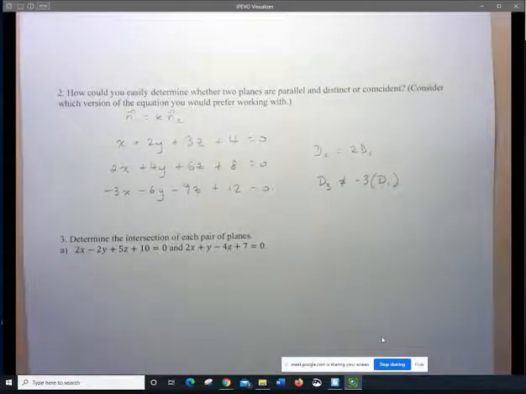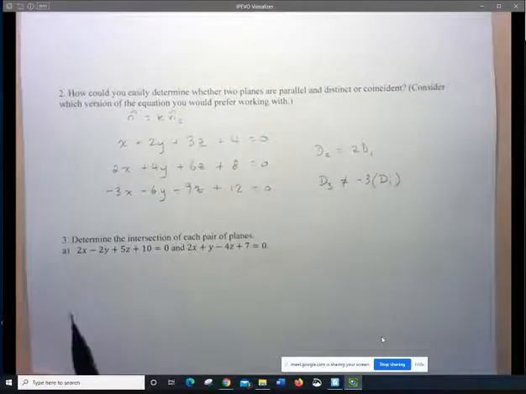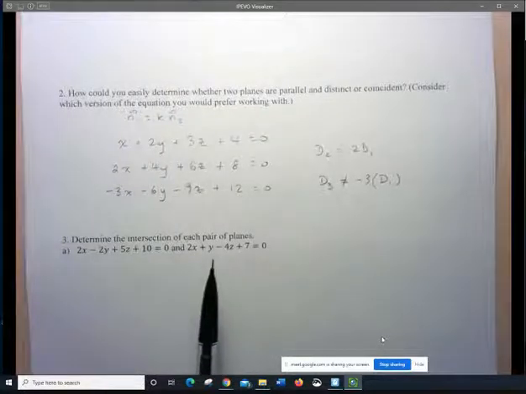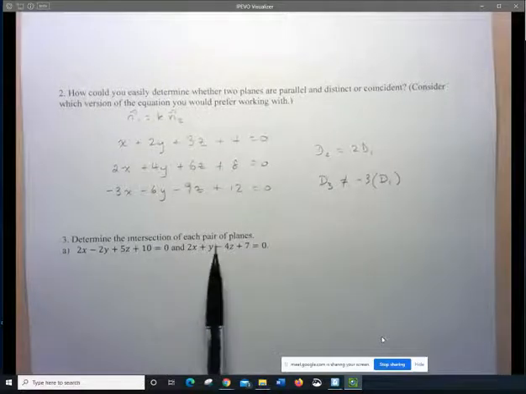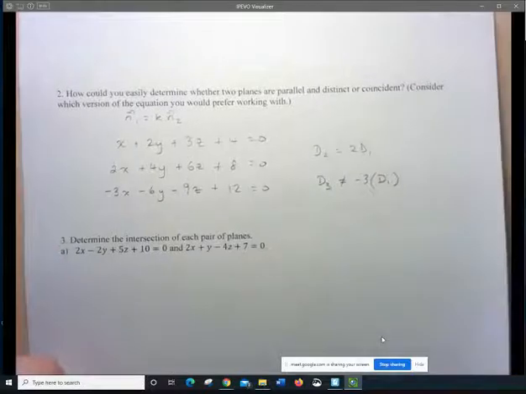So the second you're given a question that involves the intersection of two planes, the first thing you should be looking at are the two normals, and are they parallel? If they are, determine if the d values differ by the same scalar multiple. If they do, coincident. If they don't, parallel and distinct. All right, any questions on this so far? All right, if there are no questions, let's start taking a look at a few examples.